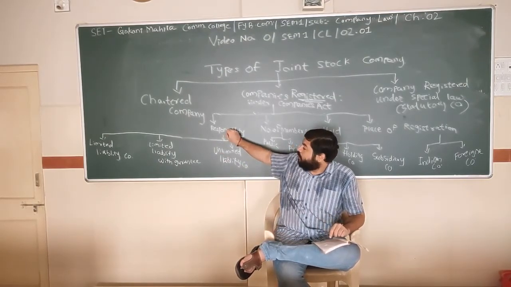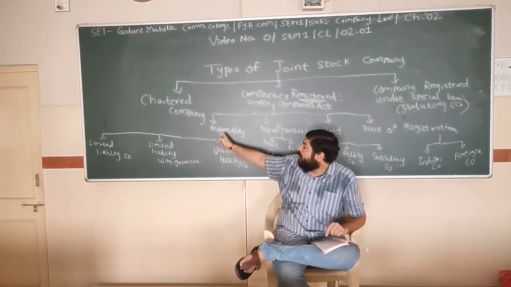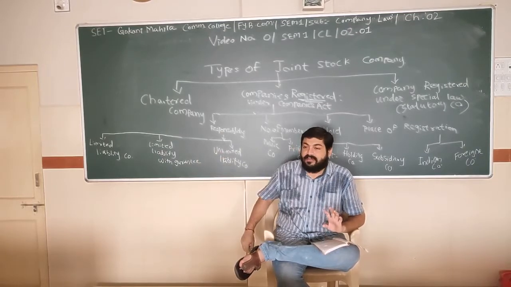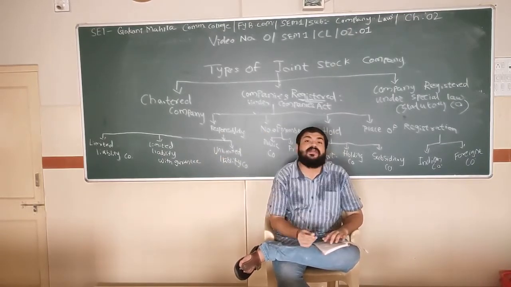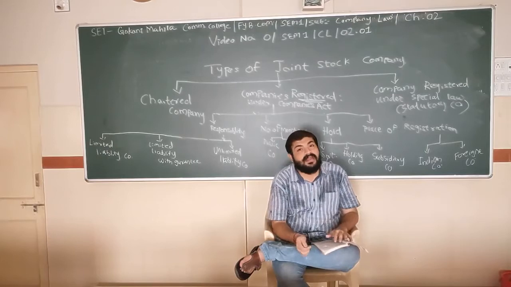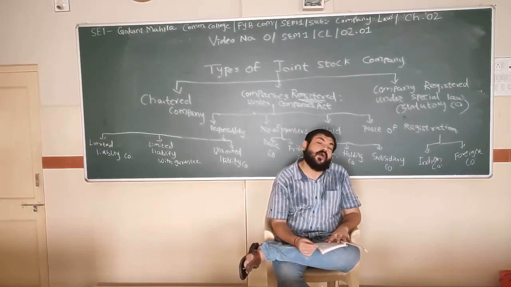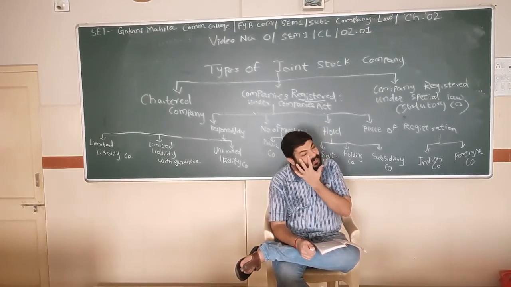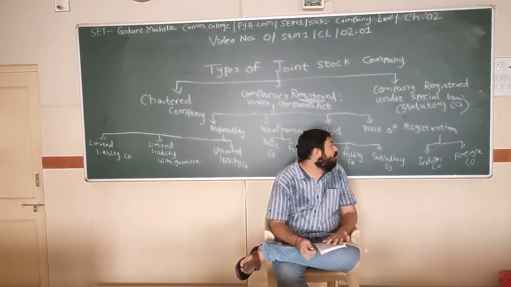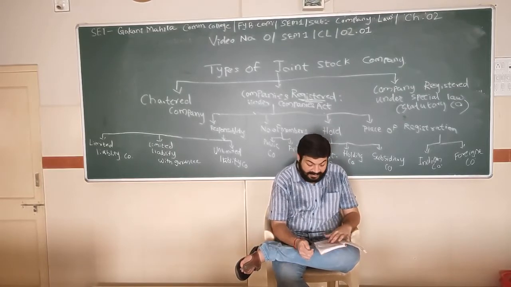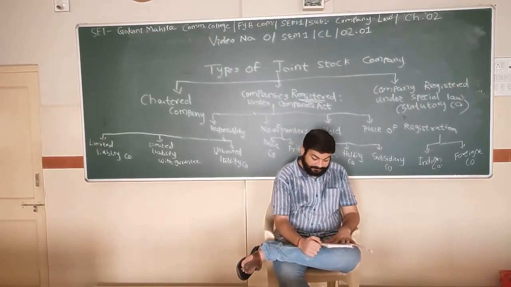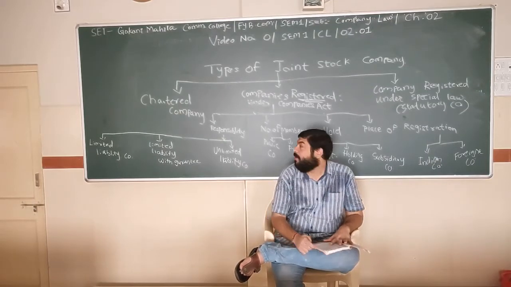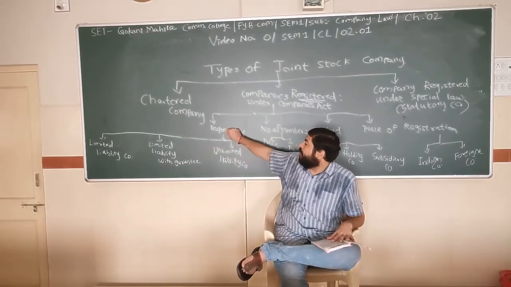From the point of view of responsibility, there is limited liability. And when we see number of members, we have private company and public company. When we talk about holding, we have government company, holding company, subsidiary company. And in case of registration, Indian company and foreign company. So let us first discuss from the view of members' liability.